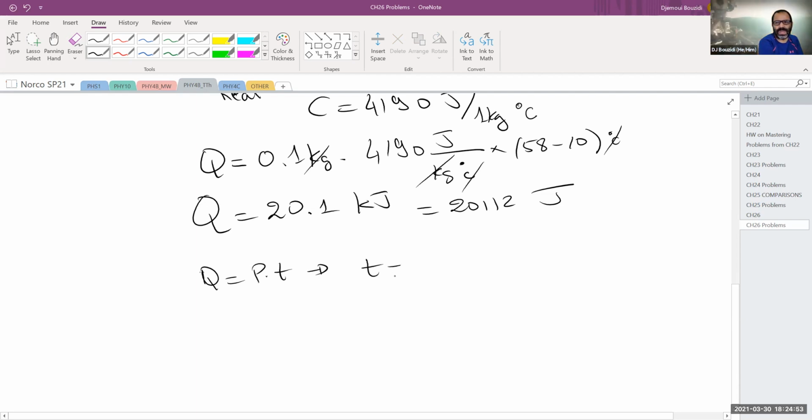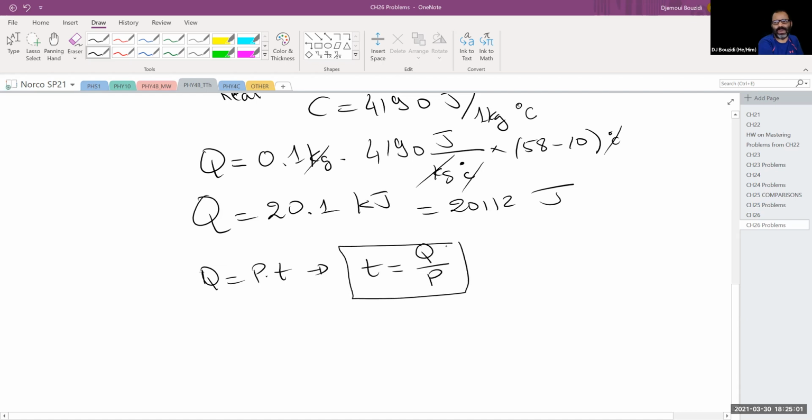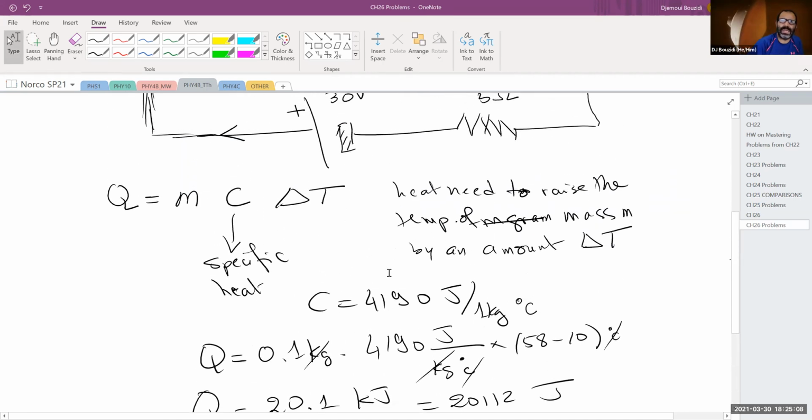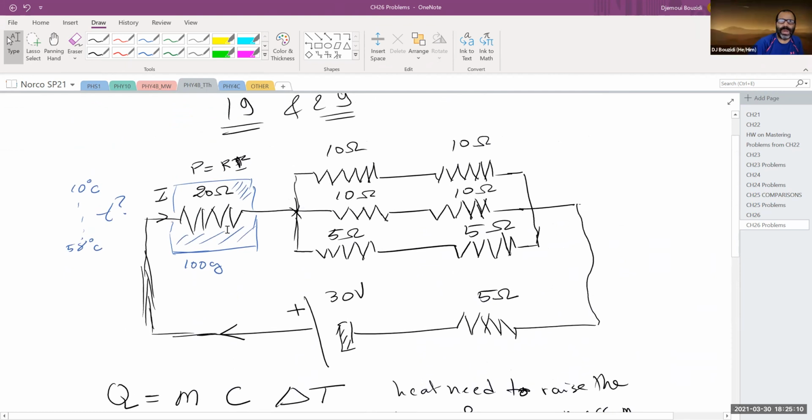So the time in this case should be just, because the power is Q over T, it's going to give me the time with just the total amount of energy divided by the rate at which we're dissipating heat. Because the resistor is the one that is raising the heat, this is actually a resistor used to warm your coffee, for example, okay? So that is exactly what you're doing. You're using a resistor in there.